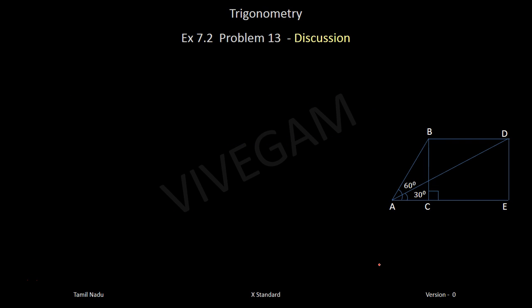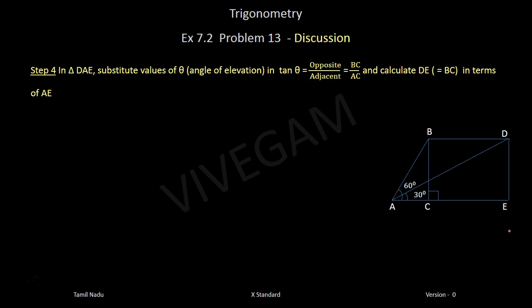Then step 4. In DAE, now what else? This we have already done, okay? So this is another piece of information which we have. We need to work on that, right? Tan 30 is in this triangle DAE, opposite by adjacent. That is BC by AC. You might be thinking why I am using BC. It is actually DE, right? But DE equals BC. We want to get all these distances in terms of BC, then only we will be able to calculate it. So actually tan theta is DE divided by AC, but since DE equals BC, I am writing it as BC by AC.